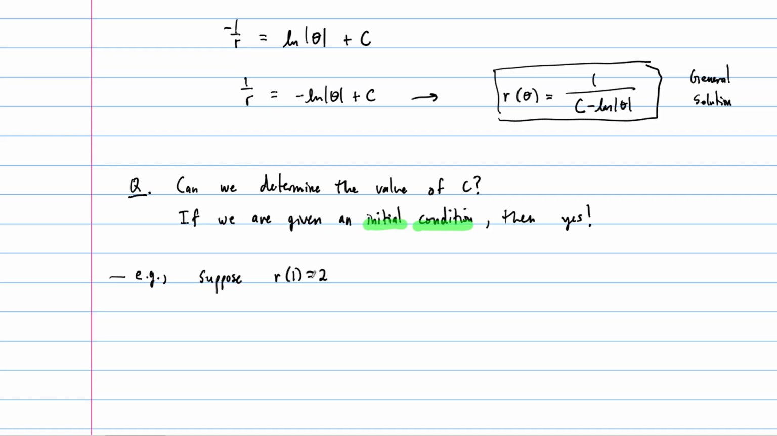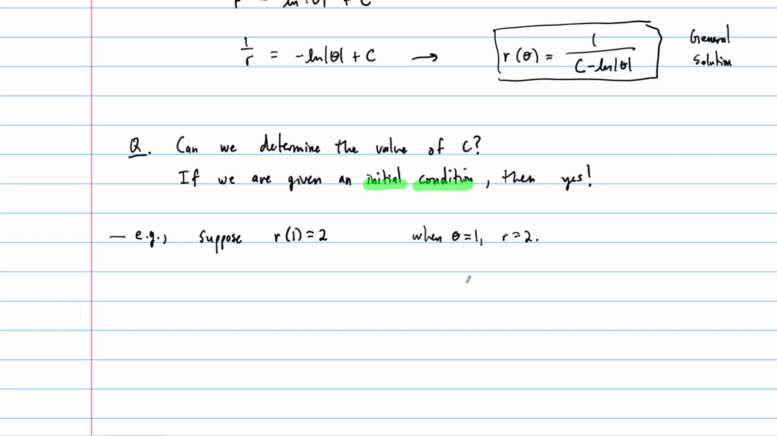Then somehow we know that r of 1 equals 2. So in other words, when theta equals 1, r is equal to 2. All right, we know this somehow. Again, it could be experimental, it could just be an assumption, it could just be a guess, whatever. But we know this information.